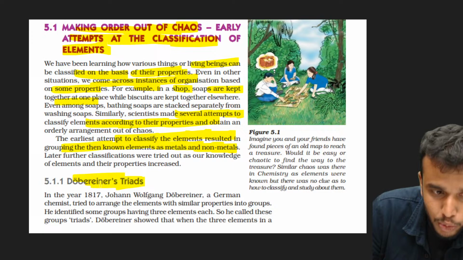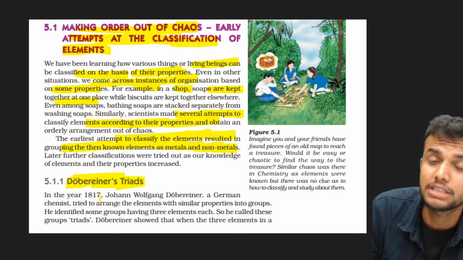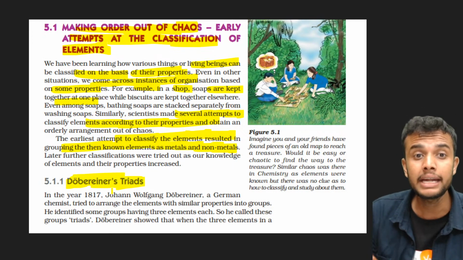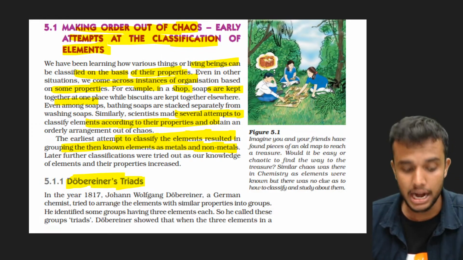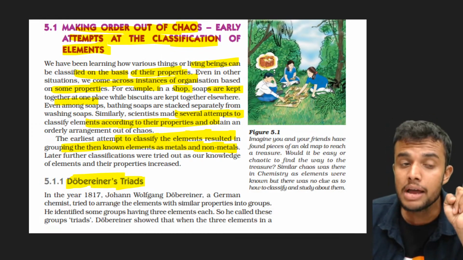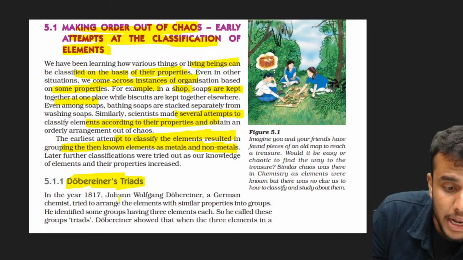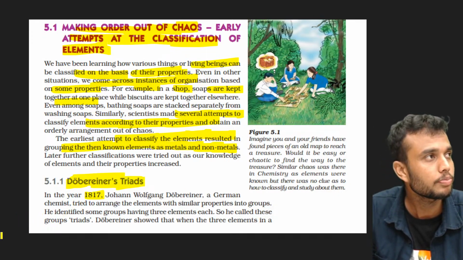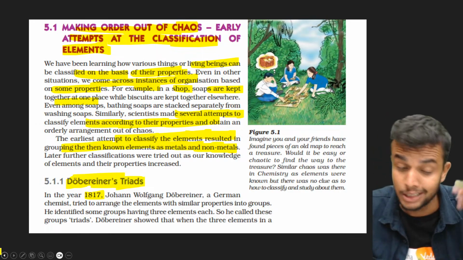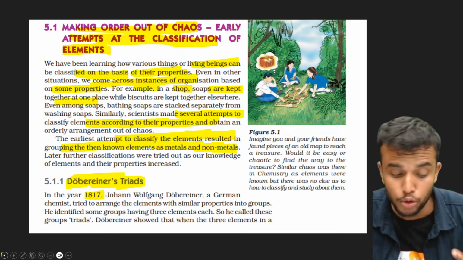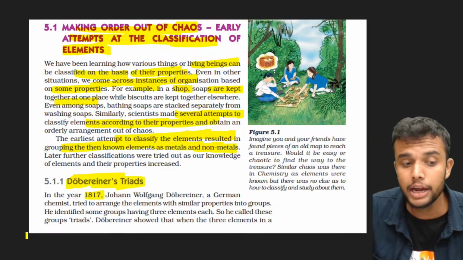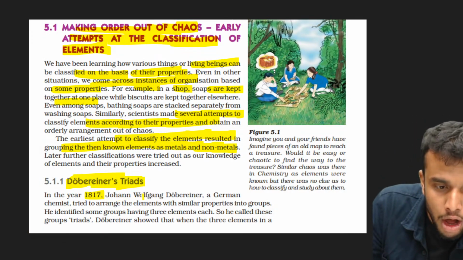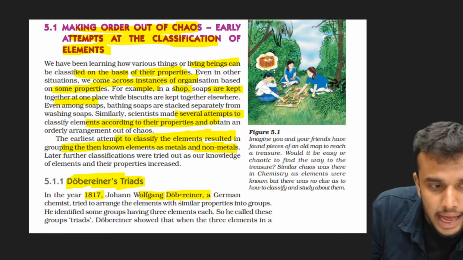Let's start with the first one. Dobereiner. He is the first scientist who made the first attempt at periodic classification, or the periodic table, in the year 1817. Oh my God! That is 207 years before. What did he do? John Wolfgang Dobereiner, a German chemist, made that attempt.